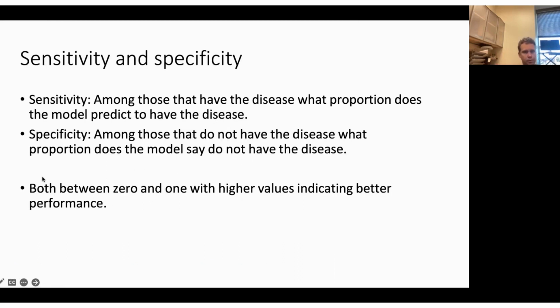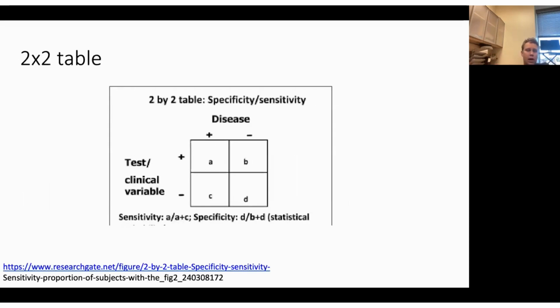Specificity is on the opposite side, focusing on those who do not have the disease. Among the group that does not have the disease, what proportion does the model say do not have the disease? Going back to the 2x2 table, the denominator would be everyone who does not have the disease, or D plus B, and the numerator would be D.